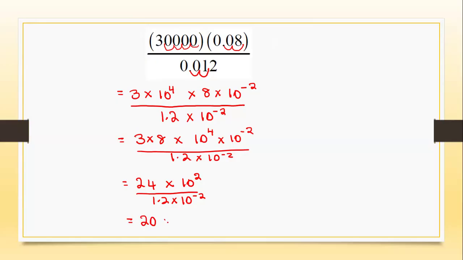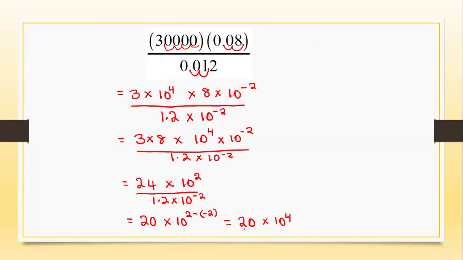And this is being multiplied by 10 to the power of 2. We have a quotient, so we're going to subtract the powers. Subtracting negative 2. And this is equal to 20 times 10 to the power of 4. 2 plus 4 is 4.